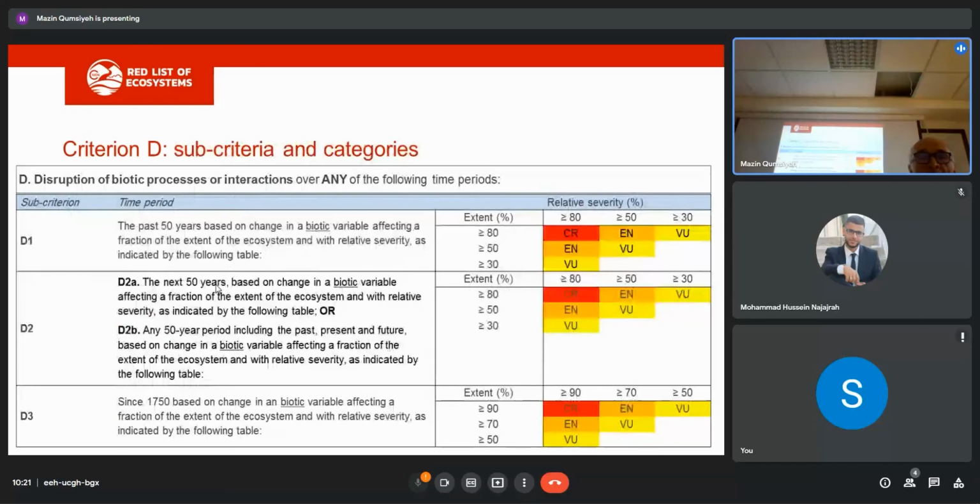Again, the same process with thresholds, the question of the past changes, the future suspected changes, the time frame between past and future, and historical changes. Exactly the same kind of process, and when you combine this, you obtain the level of threat.